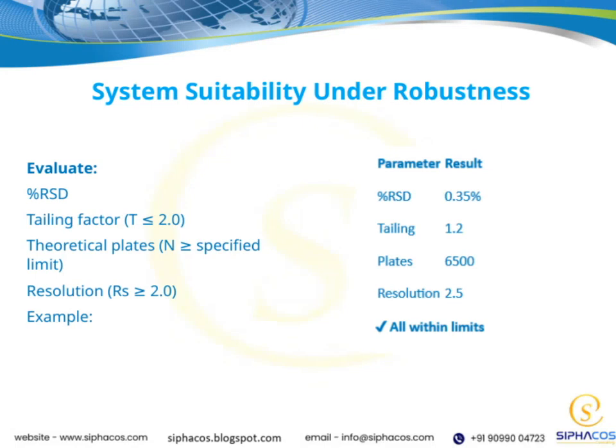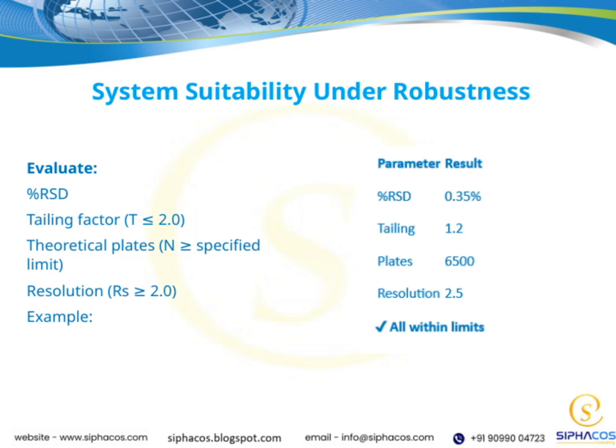Now, let's talk about system suitability under robustness. When we're evaluating the robustness of our analytical system, there are a few key parameters to consider. First is the %RSD, or relative standard deviation, which helps us assess the precision of our measurements over multiple runs. A low %RSD indicates good consistency.